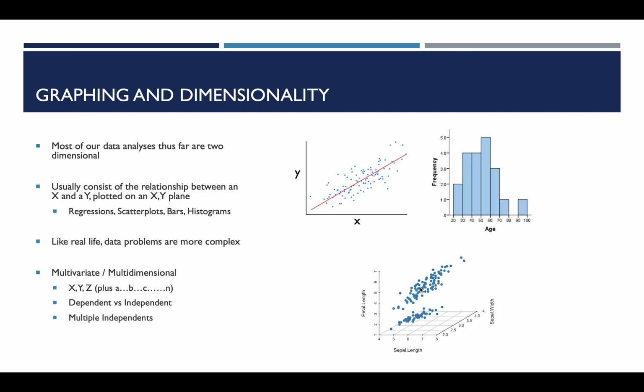So these are all multivariate problems, or you can also think about them as multidimensional problems. We not only have an x and a y, but we have a z, or maybe we have an a, b, c and all these other different variables. You're usually still talking about a dependent variable versus all its independent variables, or sometimes maybe you're just looking at multiple independent variables to see how they relate to each other.